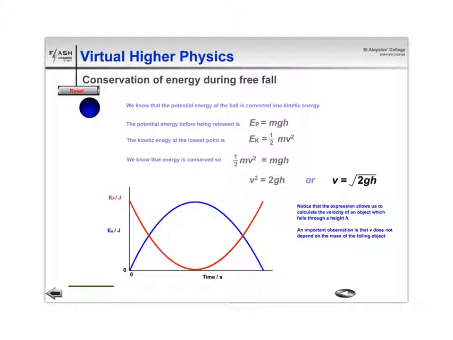Now remember, this is an ideal situation where there's no air resistance, no energy loss due to friction. And what we get then is that the speed it ends up at does not depend on the mass of the falling object.